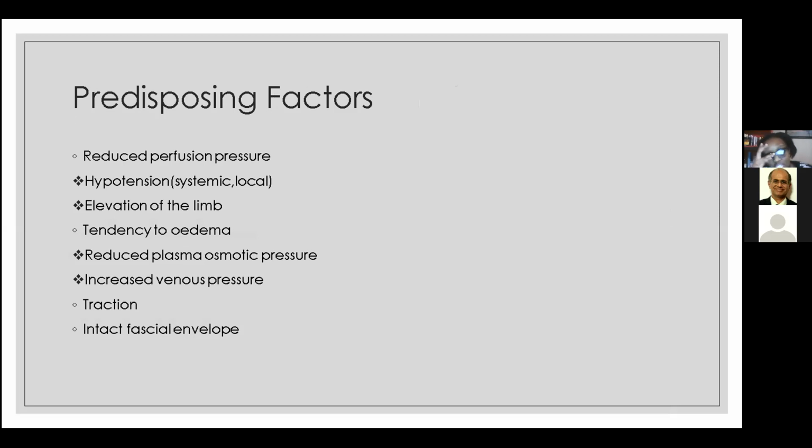Predisposing factors: anything that reduces perfusion pressure, anything that leads to a tendency to edema, traction, and since we're talking about limb compartment syndrome, it's usually with the kids that have fractures. The traction might also be a predisposing factor, and also an intact fascial envelope.